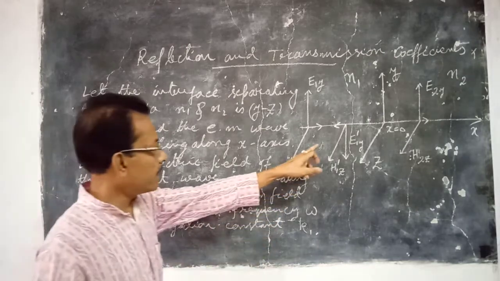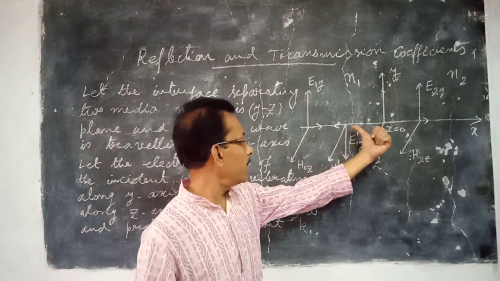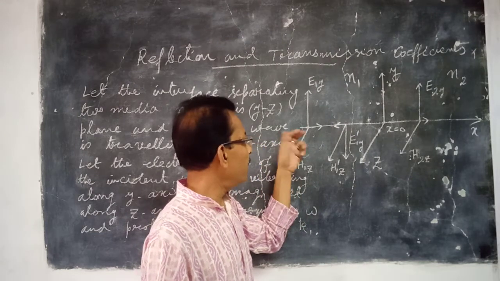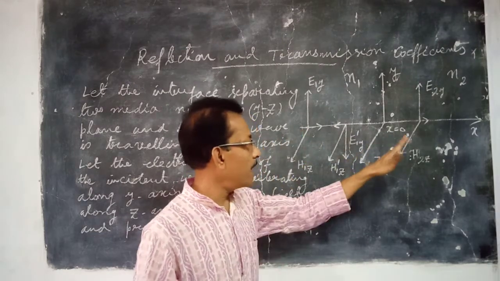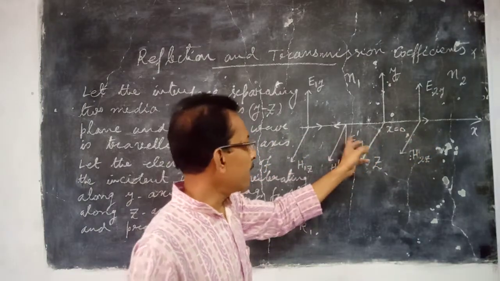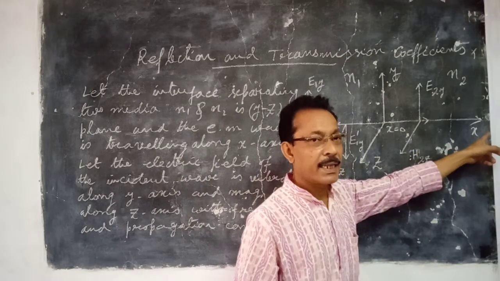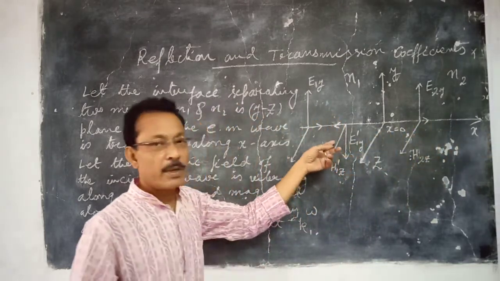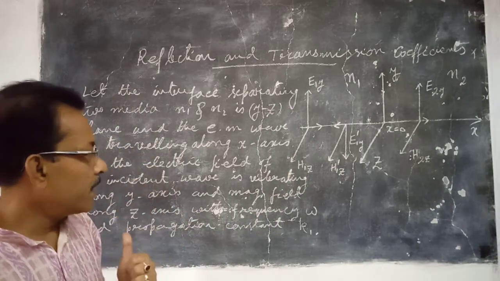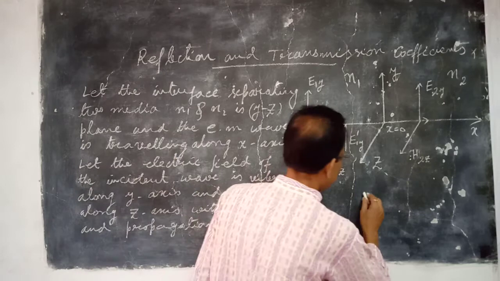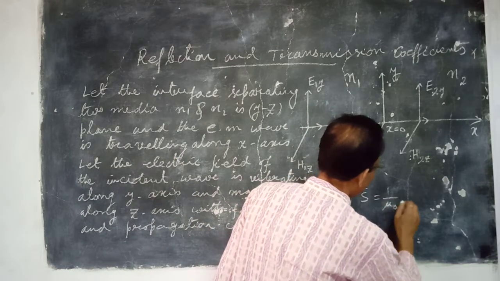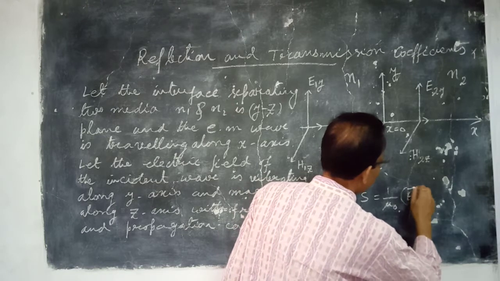Because to make it consistent with the propagation of the energy, because the energy of the electromagnetic wave will travel along the x-axis. Wave is traveling along the x-axis, energy will be propagated along the x-axis. For the transmitted wave also it is propagating along the positive x-axis, but the reflected wave is propagating along the negative x-axis. So what is the Poynting vector? That is S equal to 1 by mu 0, E cross B or E cross H.